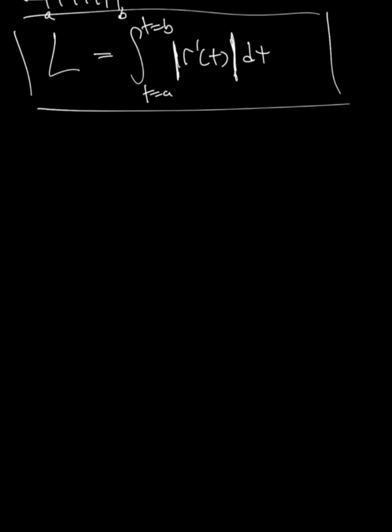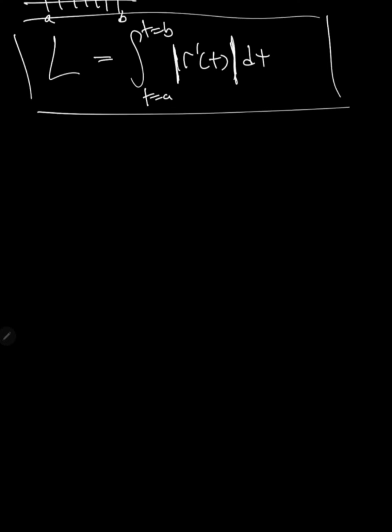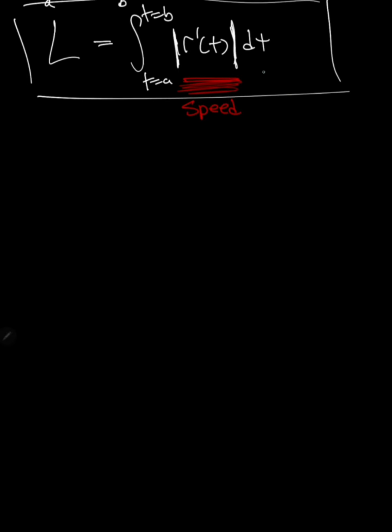Now, I don't really like to give formulas that are unexplained, so let's think about why this formula makes sense. R prime is the velocity, and then we're taking the length of that, so we get the speed. And dt represents a small amount of time. So what we have is speed times time, and that's of course going to be distance. If you're driving 50 miles per hour and you drive for 3 hours, you've driven 150 miles. So it makes sense that the left-hand side of the equation represents something to do with distance.